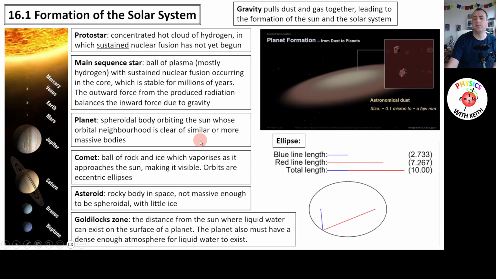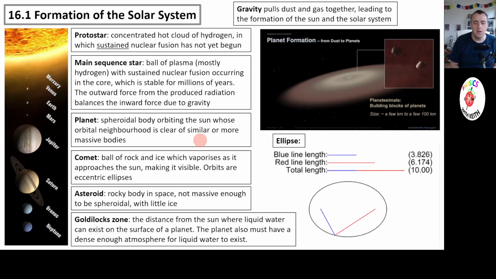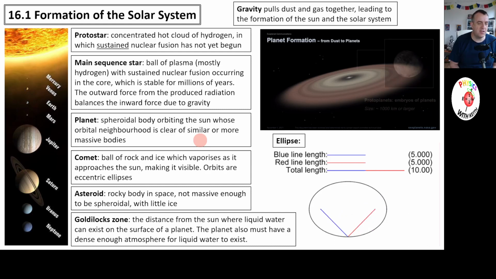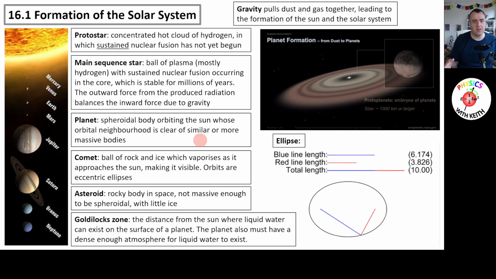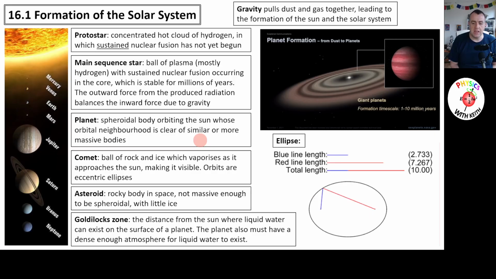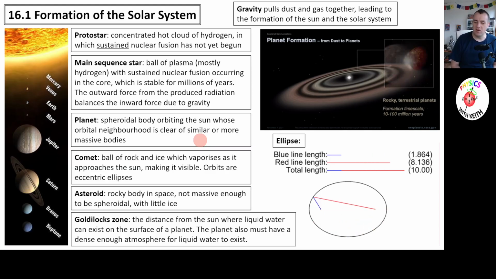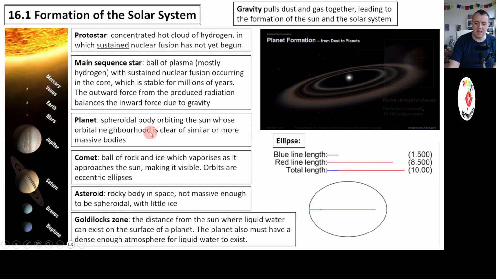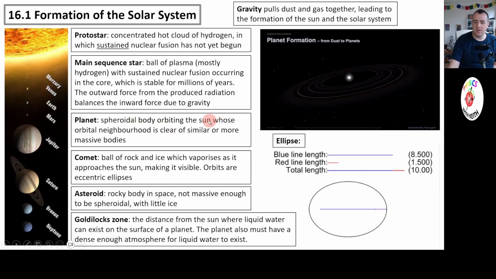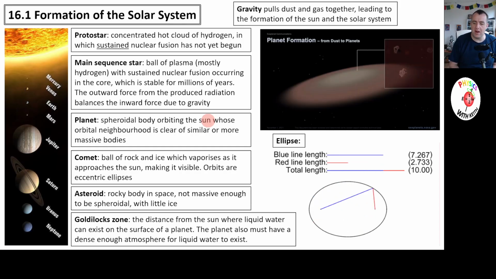So planets, how are we going to define them? Spheroidal, rather than just saying spheres or spherical, because they are oblate spheroids. They're slightly bulging rather than being perfect spheres, but the amount they bulge is so small you're not going to be able to see it with the naked eye. They're as spherical as they're ever going to get. Orbiting the sun, that's something that makes it a planet. If they orbit a different star, then they're exoplanets.